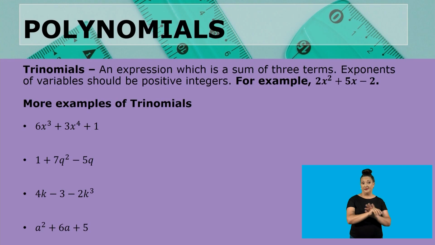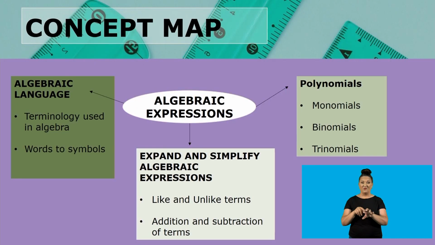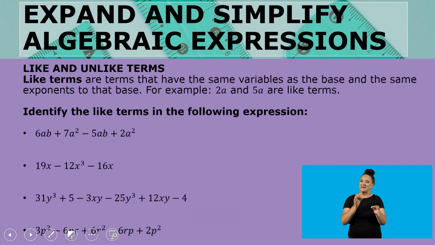We have 4k minus 3 minus 2k cubed. Or lastly, we have a squared plus 6a plus 5. So those are examples of trinomials, three terms. Let's move on to the last concept of our map, which is going to be expand and simplify algebraic expressions.